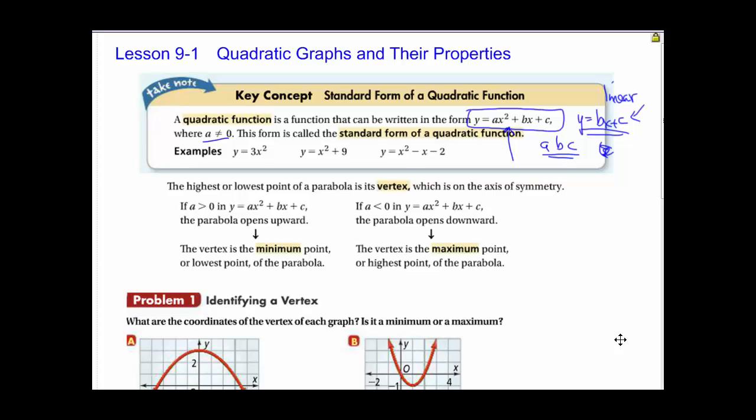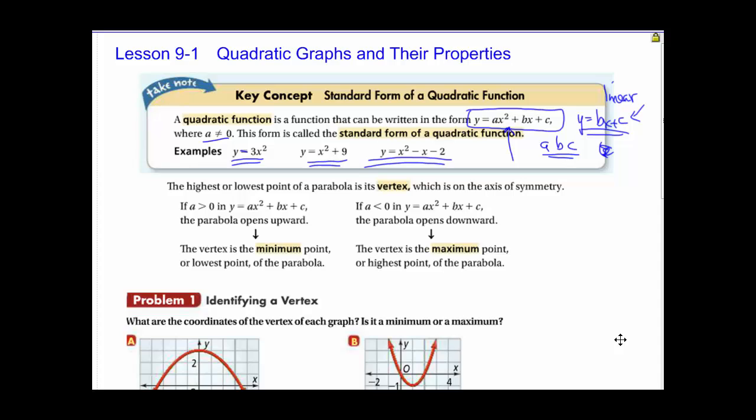Some examples: we have y equals 3x squared, we have y equals x squared plus 9, and we have y equals x squared minus x minus 2. More information, the highest or lowest point of a parabola is its vertex, which is on the axis of symmetry.